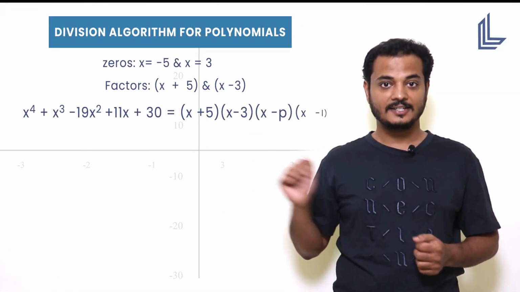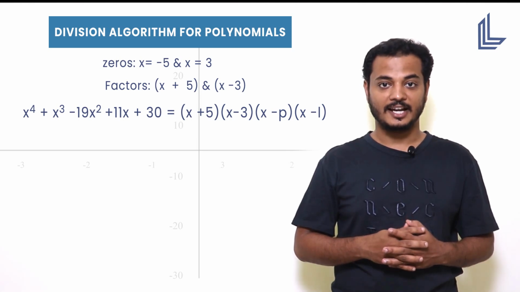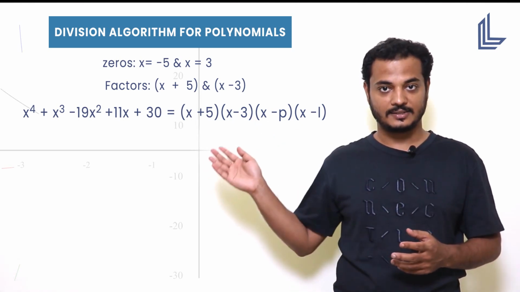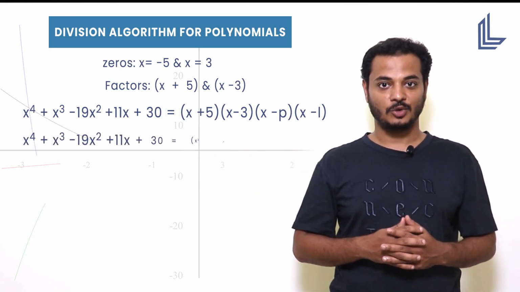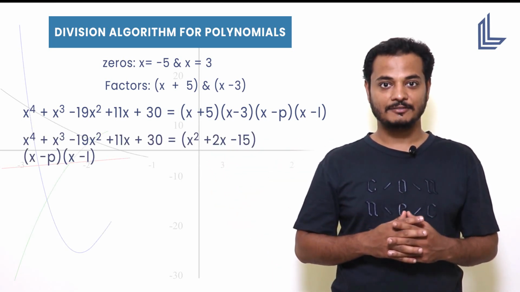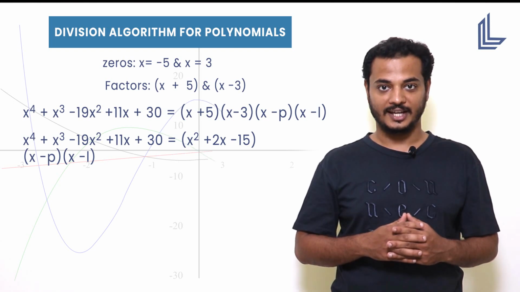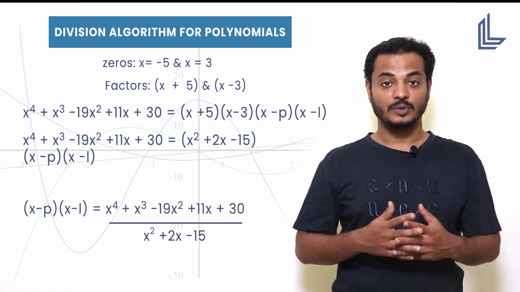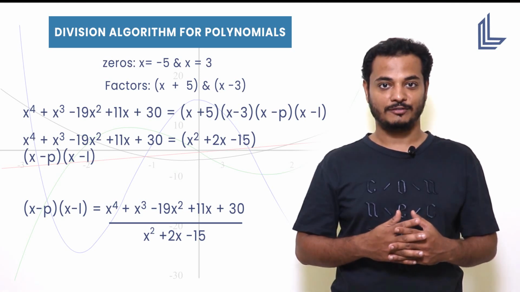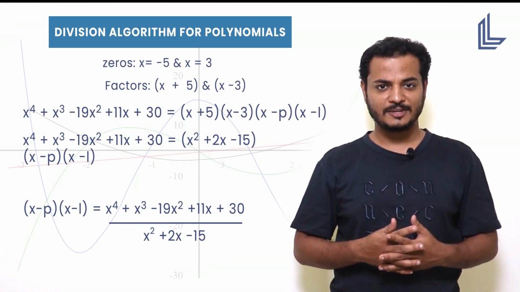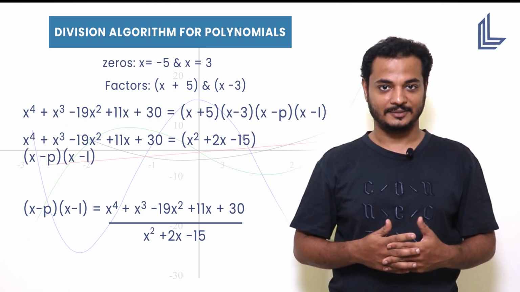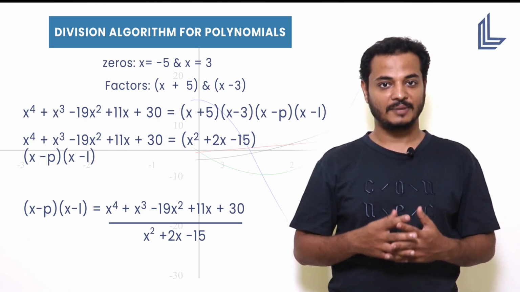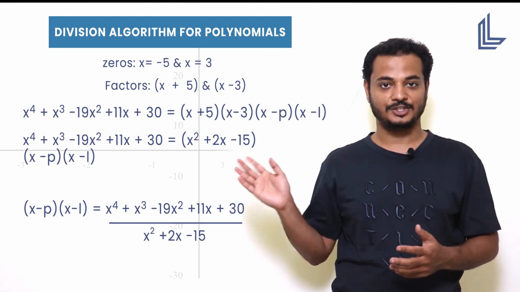We can rewrite this expression by multiplying x plus 5 and x minus 3 and we get something like this. Observe this equation closely. If we divide the fourth degree polynomial on the LHS by the quadratic polynomial on the RHS, we get the product of unknown factors. So let's do this division by applying Euclid's division algorithm. When we do that, we get the result as x square minus x minus 2 as shown.